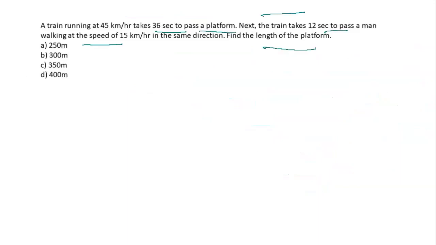Give me the answer. A train running at 45 kilometers per hour takes 36 seconds to cross a platform. Next, the train takes 12 seconds to pass a man who's at the speed of 15 kilometers per hour. I want you guys to try. If you find it difficult, I will solve it for you, but I just want you guys to try.